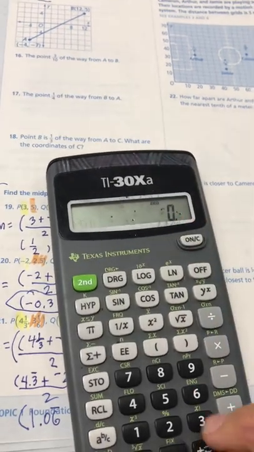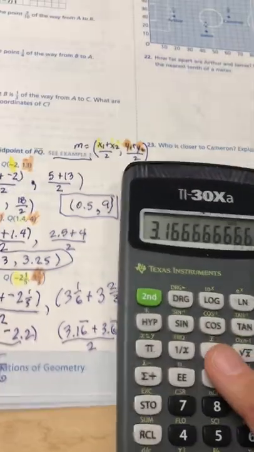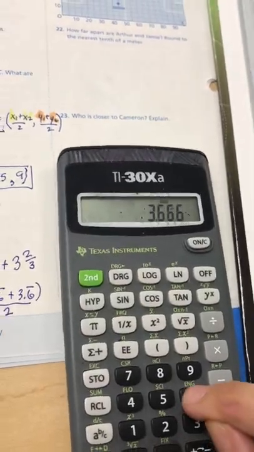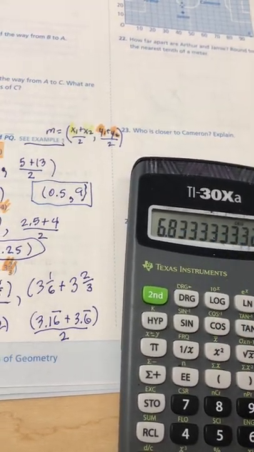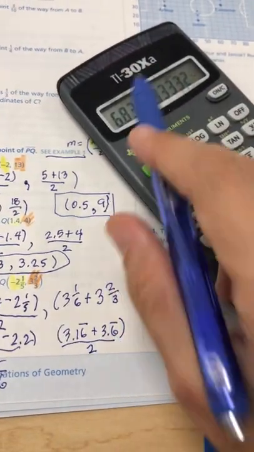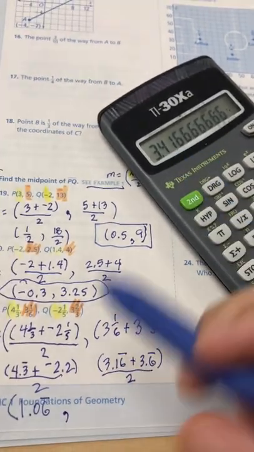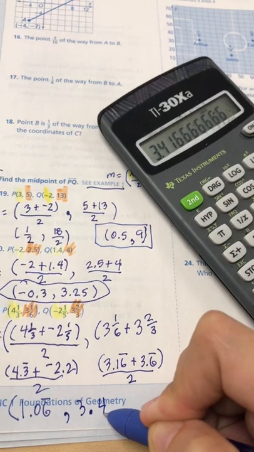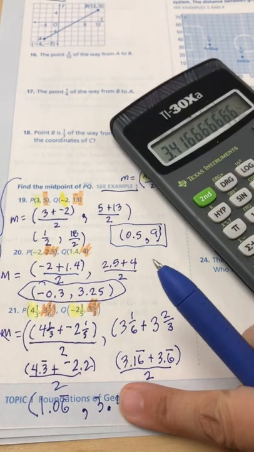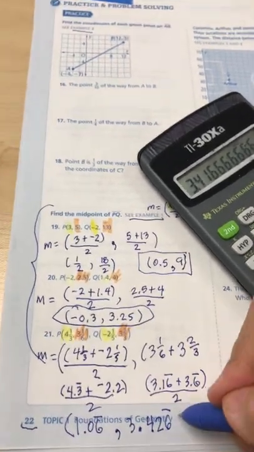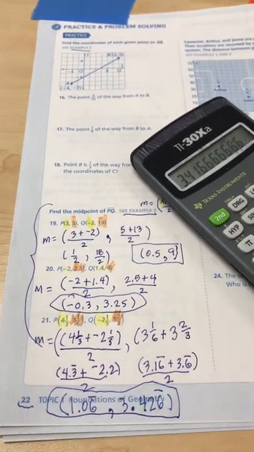So adding the two y values, 3.16666, whole bunch of 6's, plus 3.666666, hit enter. Okay, so 6.83 repeating. But I don't want to write that down. Remember, I got to divide that by 2. So if I divide it by 2, I get 3.426 repeating. If you wanted to just say 3.4 or 3.5 even, I would have taken that as well. That's about the middle, but that's a really precise answer, so that's cool too.